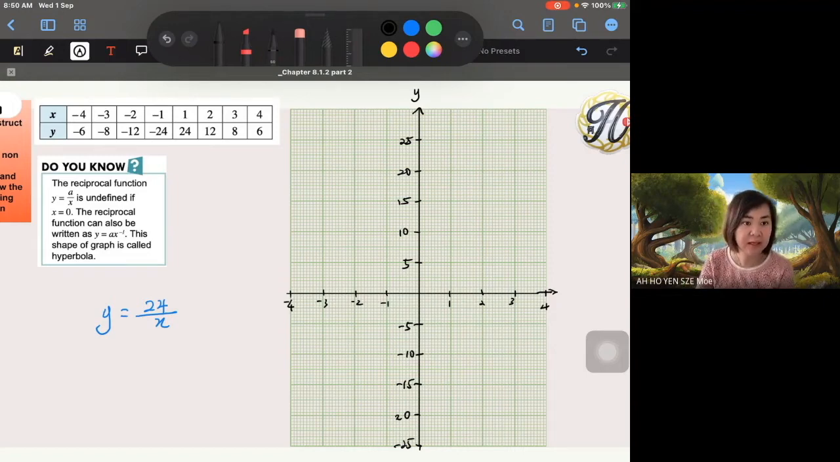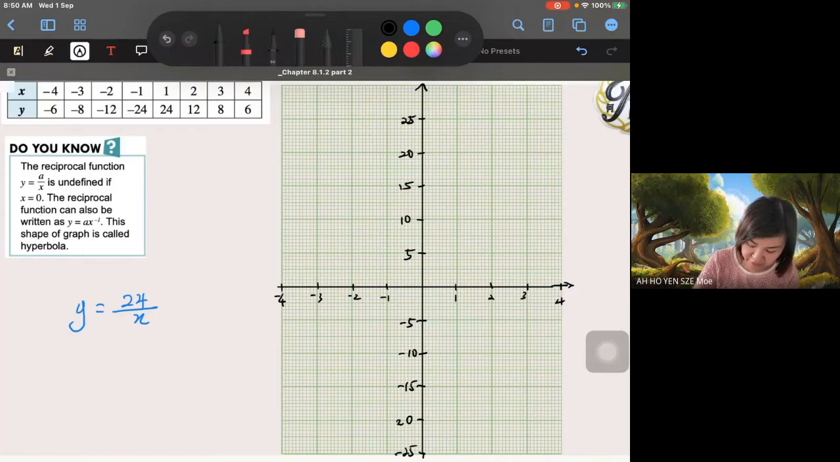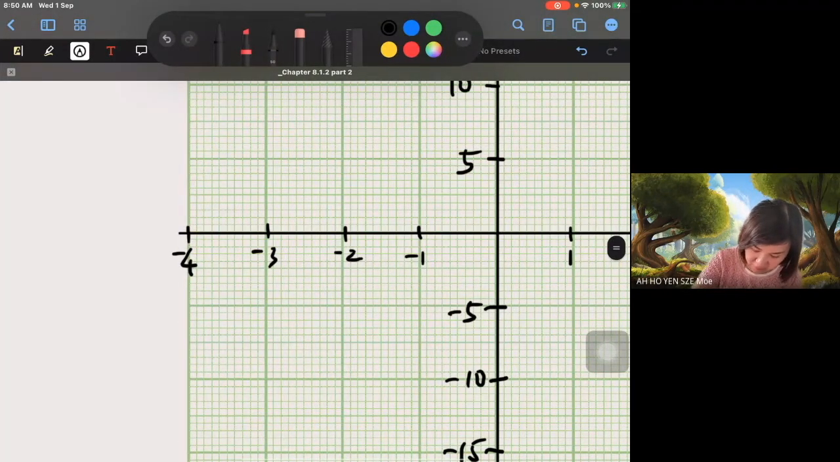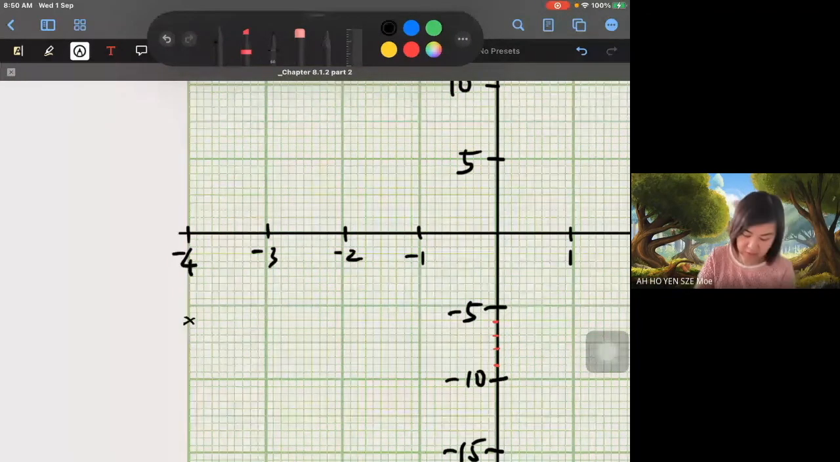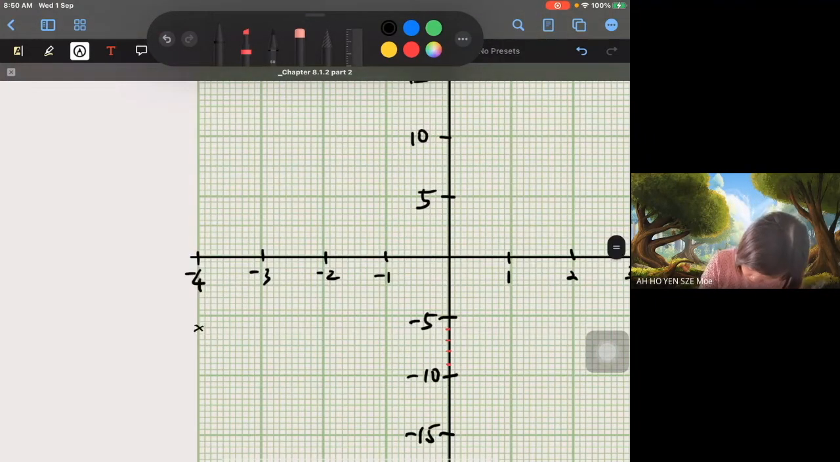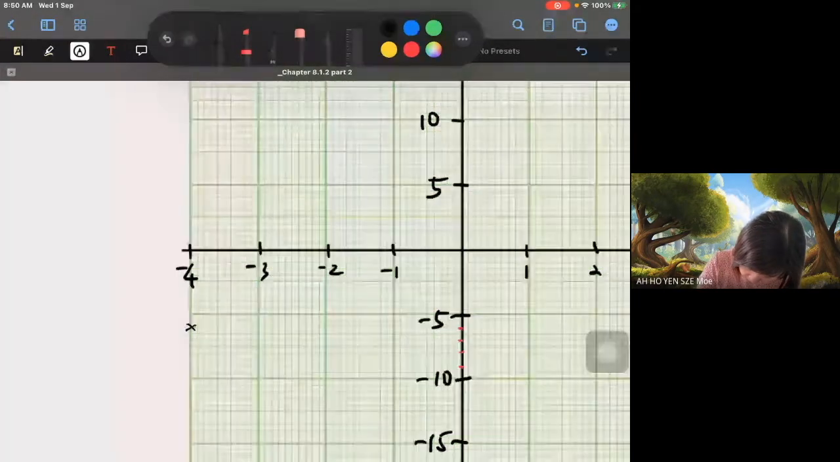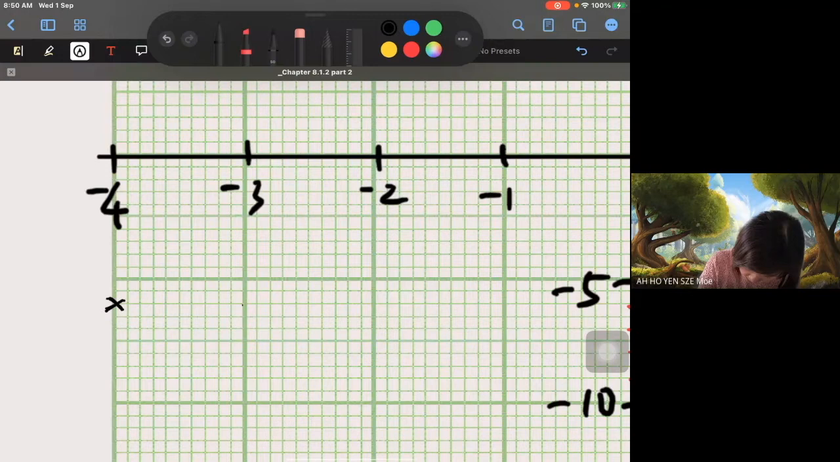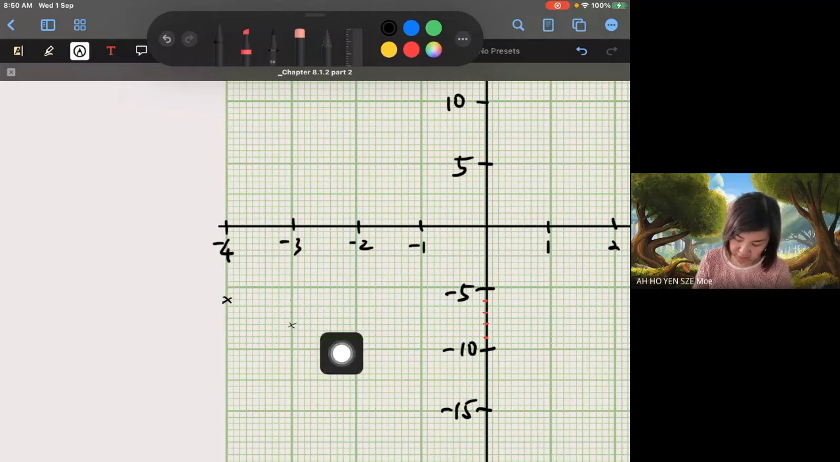Then start to plot. Negative 4 and negative 6. You see negative 5 is here, so negative 6 is here. Negative 5, so negative 6, 7, 8, 9. So the point is here: negative 4 and negative 6. Okay, then negative 3 and 8. 8 is here, 6, 7, 8 here. See here, negative 6 and 8. This one here, 5, 6, 7, 8.